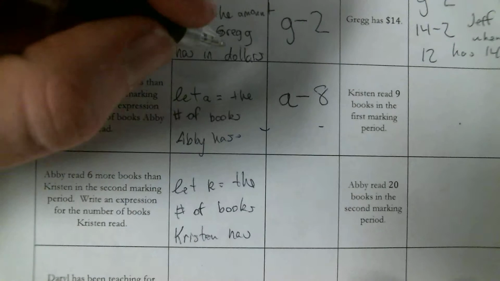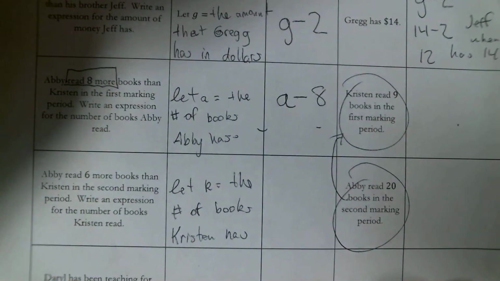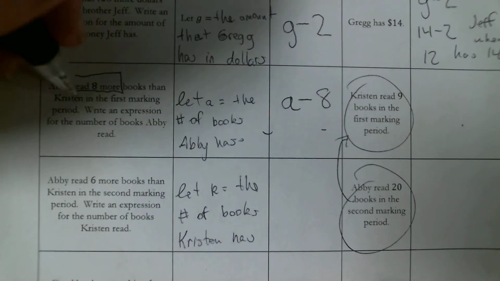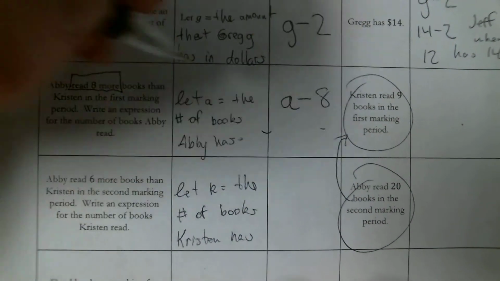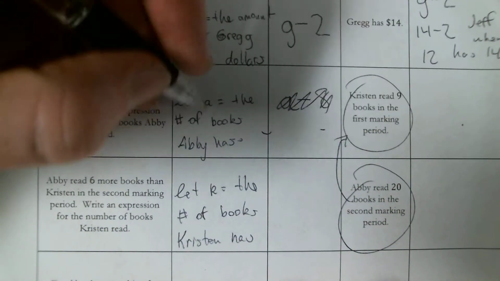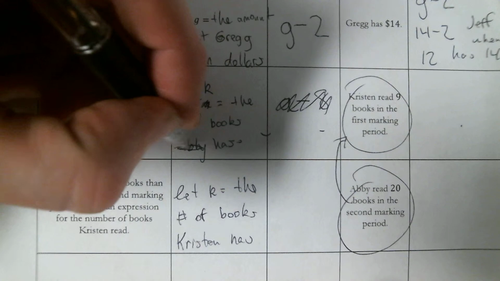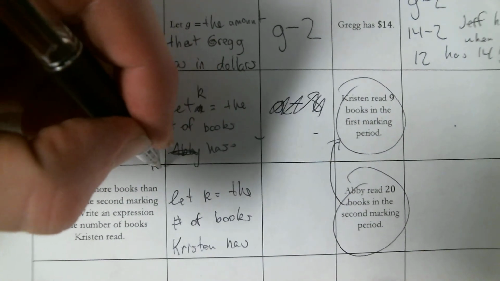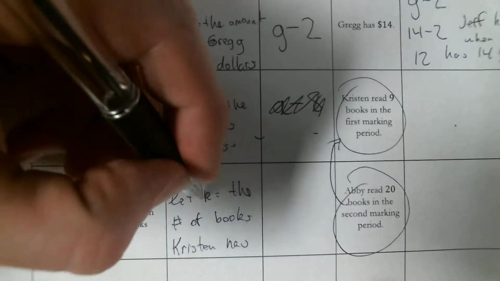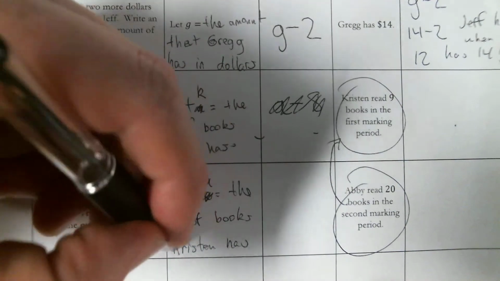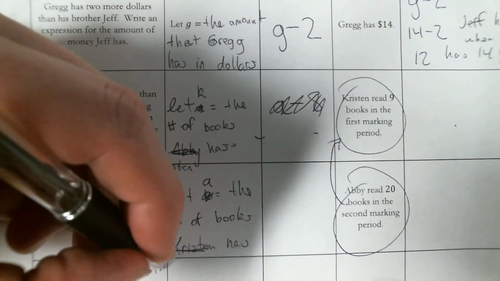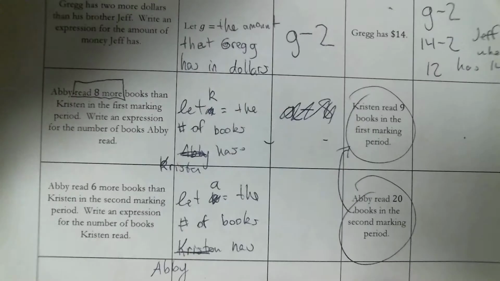Oh, and I've got these switched around, but hey, that's okay. So we're going to think about this one up here instead. Oh, no, I got this backwards. Write an expression for the number of books Abby has read. So that means we should switch this around. Let K equal the number of books Kristen has. My bad. And let A equal the number of books Abby has. Oh, I'm the worst. So now we don't need to switch them around.